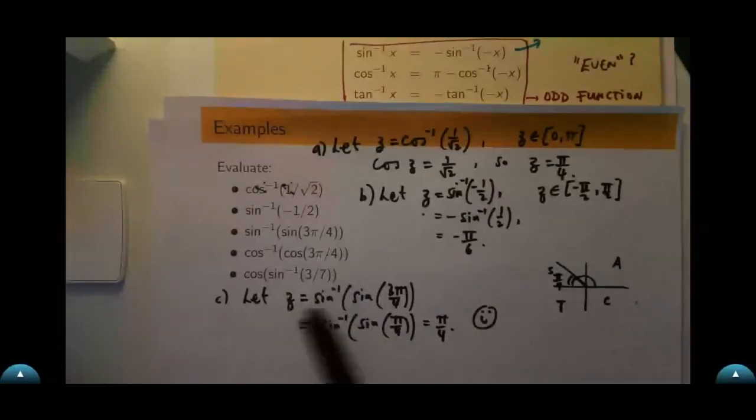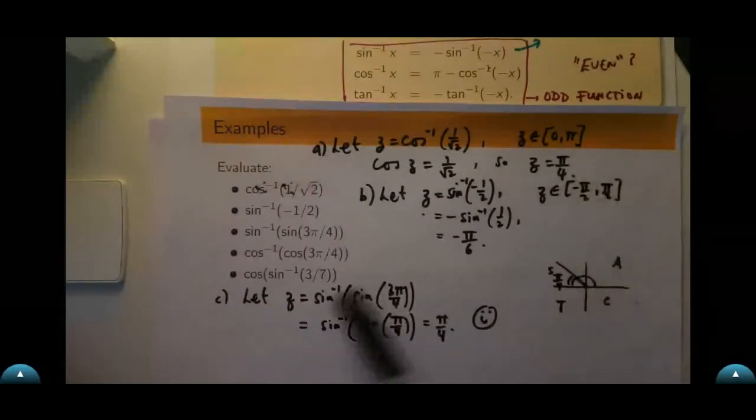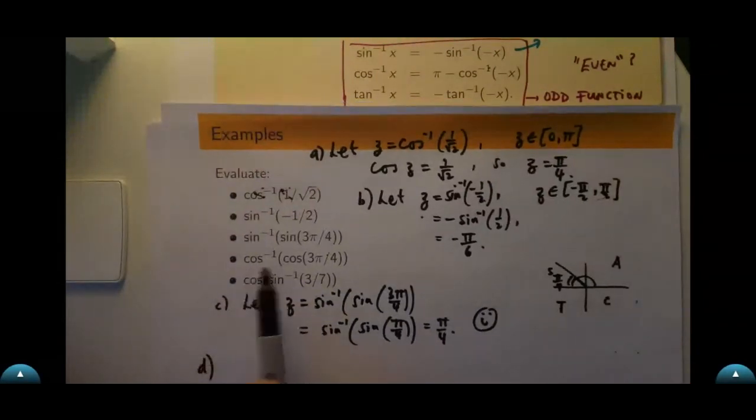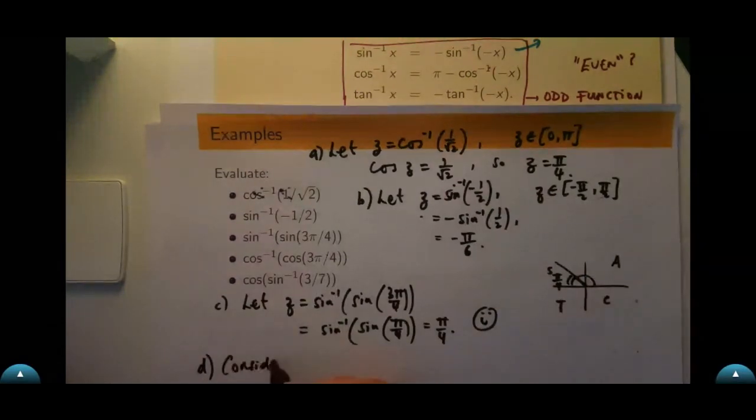All right. Okay, so back to the program, everyone. So we just had to manage this a little bit to make sure we were mindful that any output for sine inverse has to be in this interval, right? All right. Again, cos inverse of cos 3 pi on 4, okay? So let's consider that.